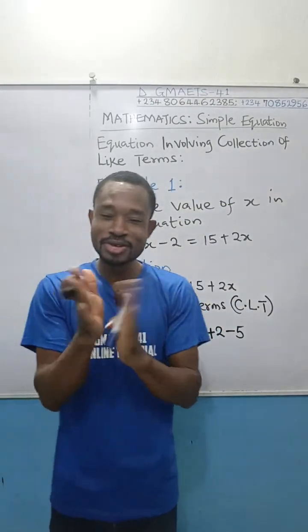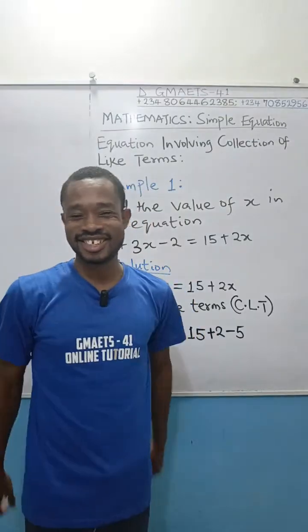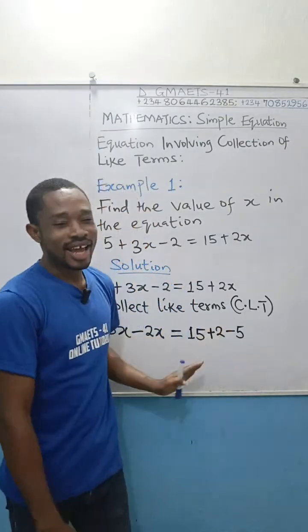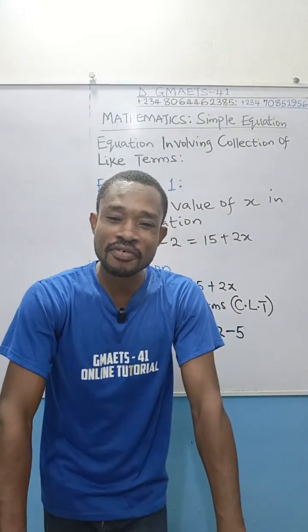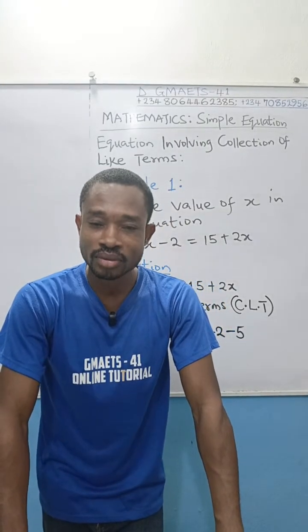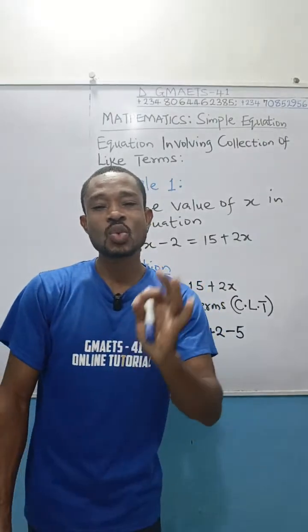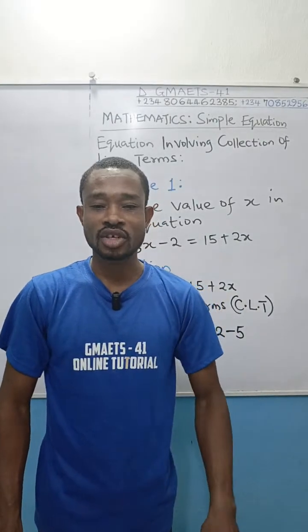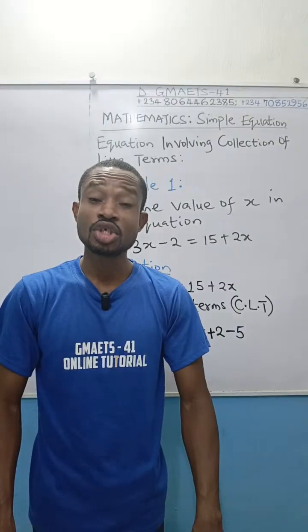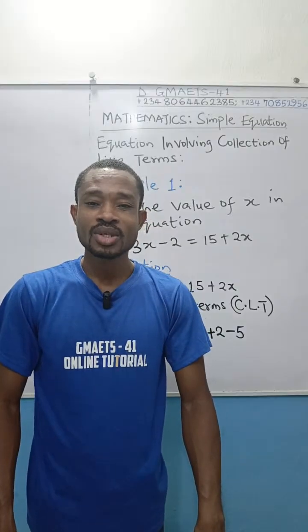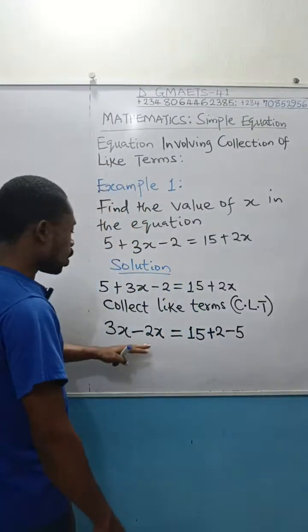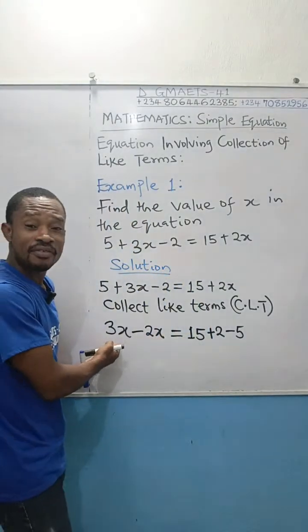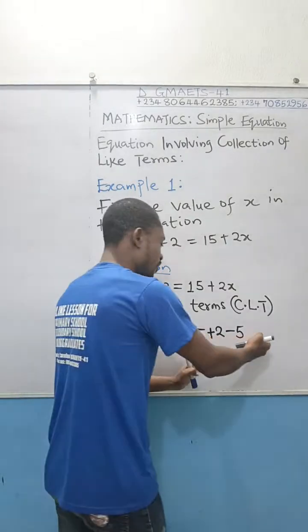And this is cool, right? This is how you collect like terms. Very simple. But the first thing my dear friends should know are what we call like terms. You should know about like terms so that you know what you are collecting. At this point, you can now simplify the left-hand side and simplify the right-hand side.